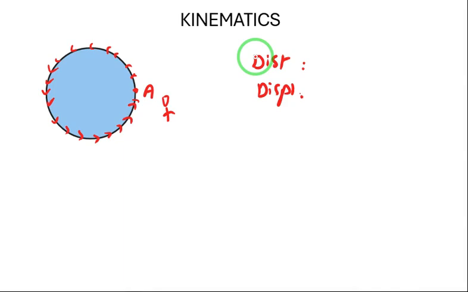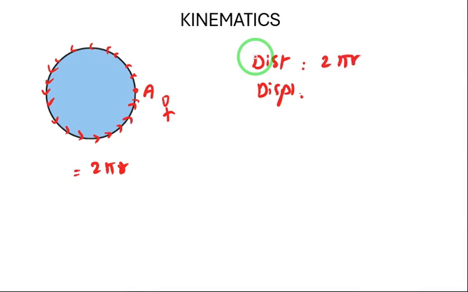What is the distance? Distance means, you know, it is the total path covered. What is the total path covered here? Total path covered is the perimeter of the circle, that is 2 pi r. Perimeter of circle is 2 pi r. This is the total path covered. So we can say distance is 2 pi r.